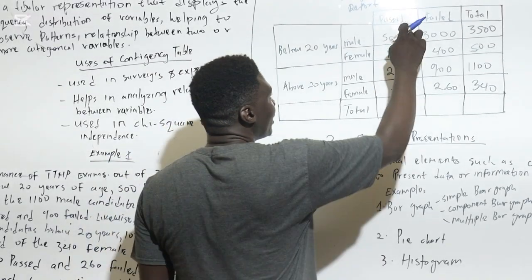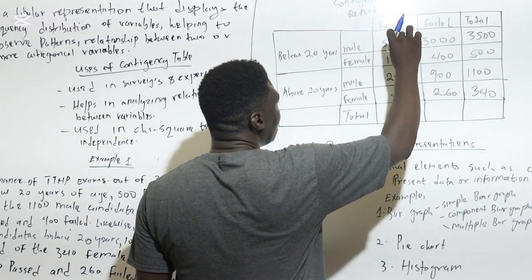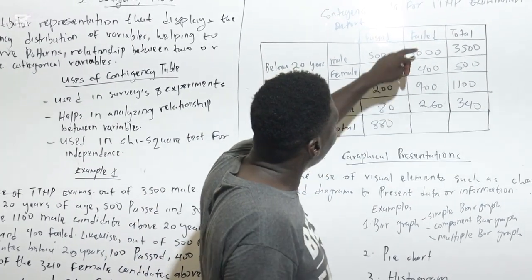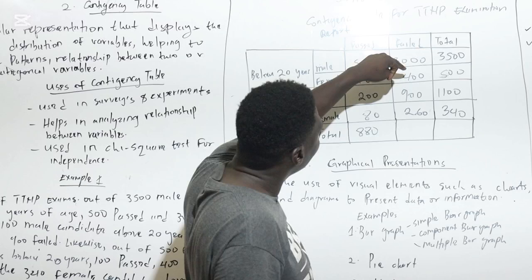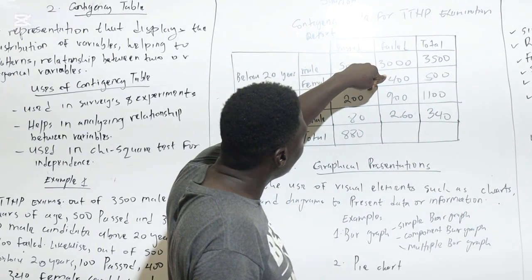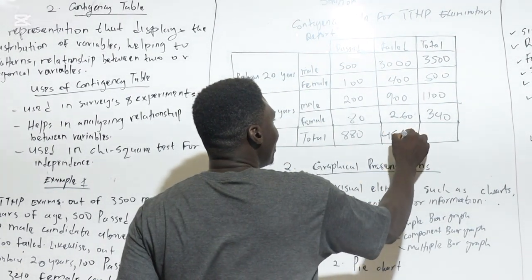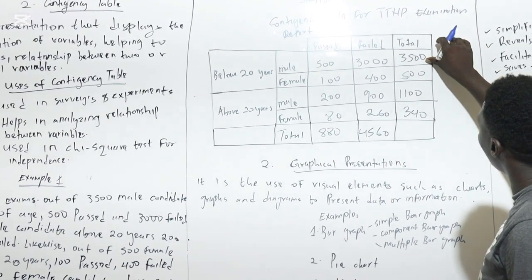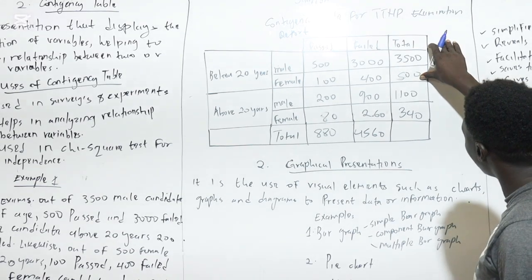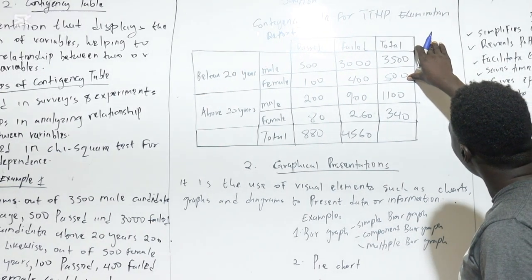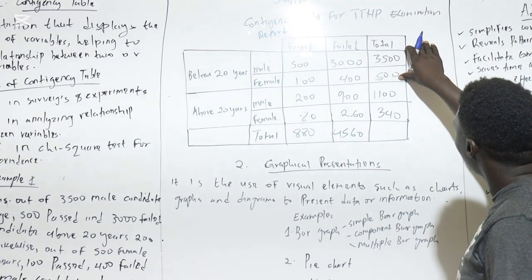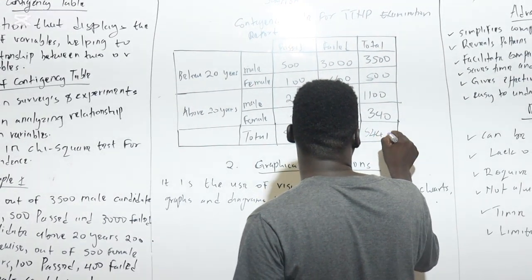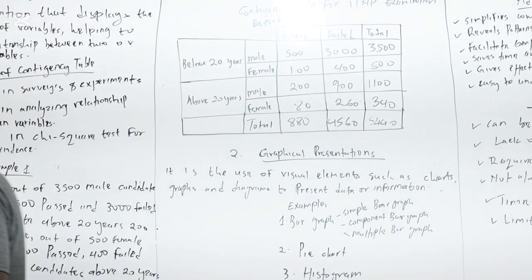This will now be 500 plus 100 plus 200. That will be 800. So this will be 880. Then this will be 3,900, 4,300, 4,560, 4,600, and 5,100. Then 5,100 plus 340 is 5,440. That is our contingency table.